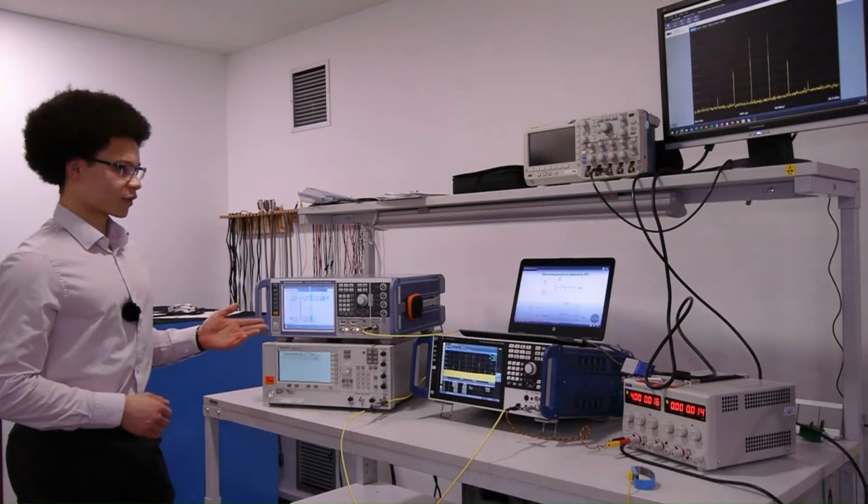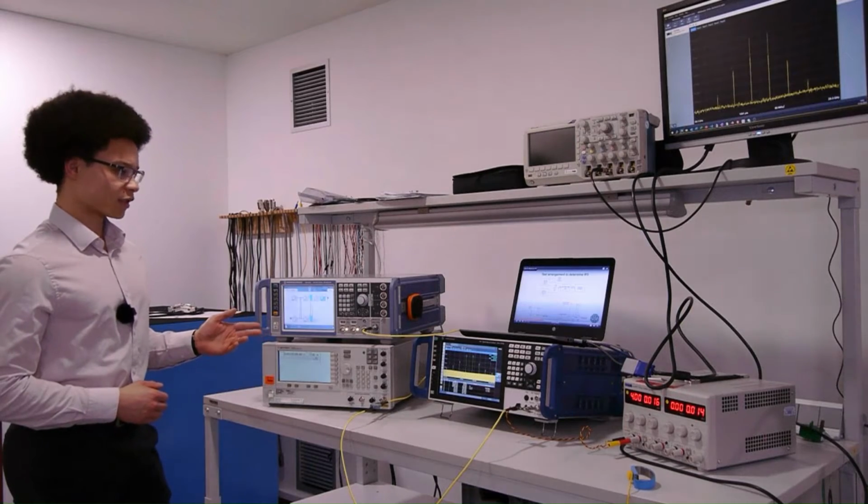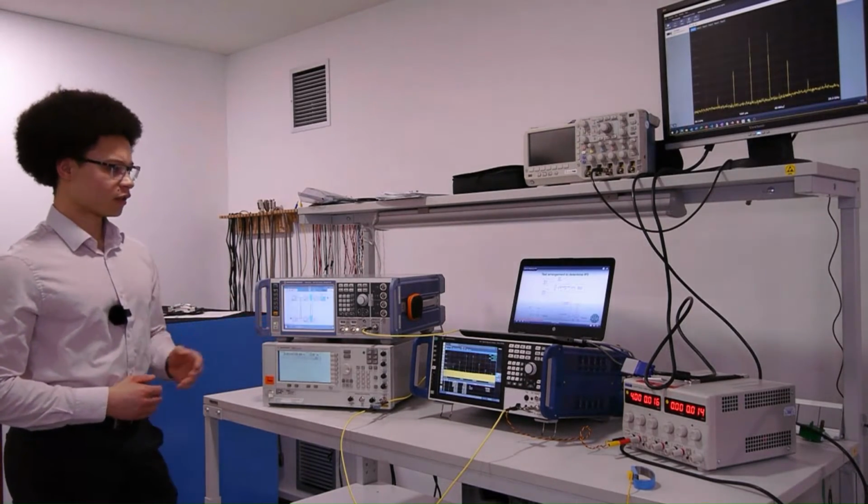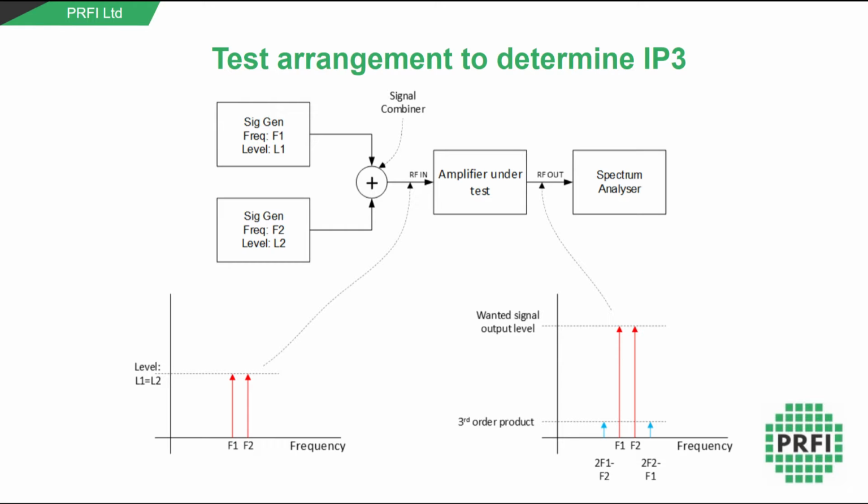The measurement setup for measuring IP3 here is mostly the same as in our previous video, the same signal generators and spectrum analyzer. We use the two signal generators to set the level of the input tones. These are combined using an RF combiner that provides isolation between the two generators. The output from the DUT goes into a spectrum analyzer, where the output spectrum can be observed, the tone levels measured, and the IP3 determined.